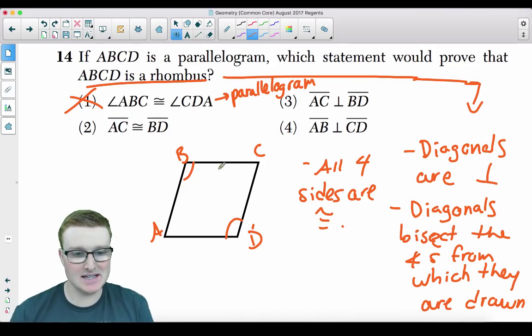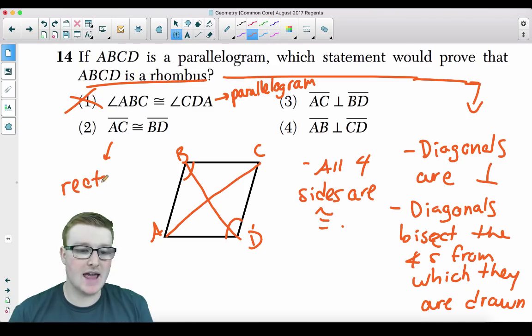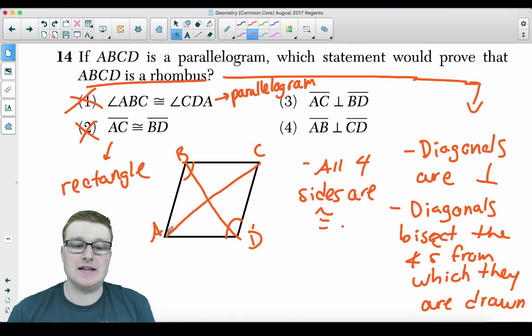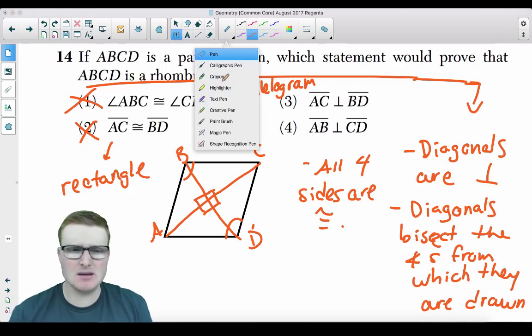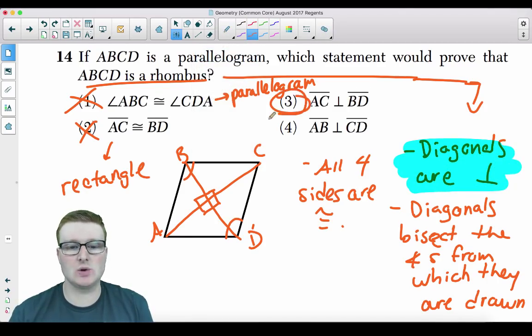Choice 2 says AC, okay, so the diagonal, AC is congruent to BD. Absolutely, positively, no. This is the property of a rectangle. Rhombi do not have congruent diagonals, so that doesn't make any sense. Choice 3. Diagonal AC is perpendicular to diagonal BD to create right angles. Oh, wait a minute. Didn't I just say before that diagonals are perpendicular as a special property of a rhombus? You bet I did. Your answer is choice 3. No questions asked. That is the answer.